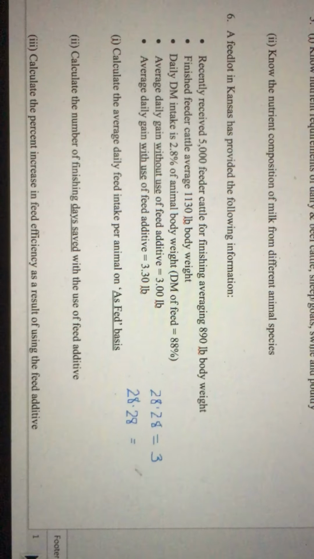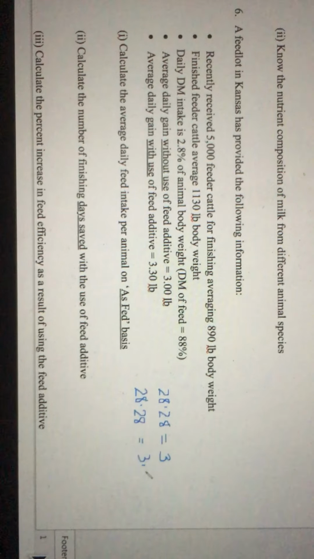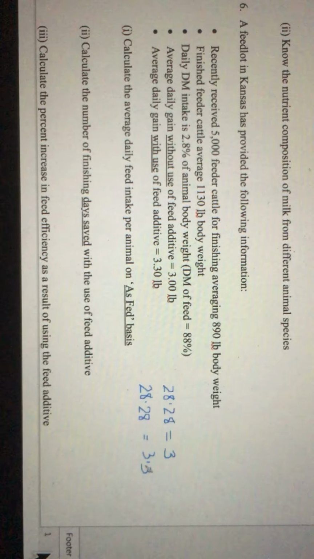Convert 3.3. So there are two ways of doing this.